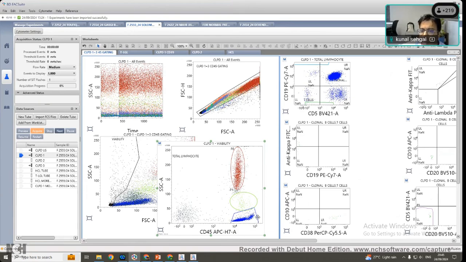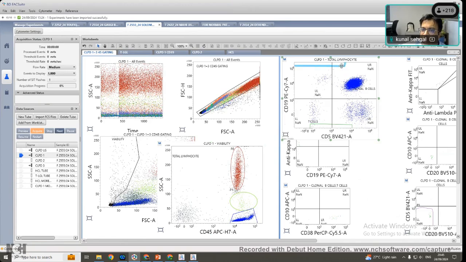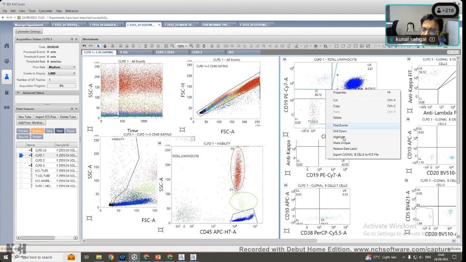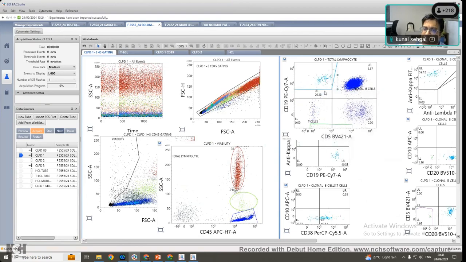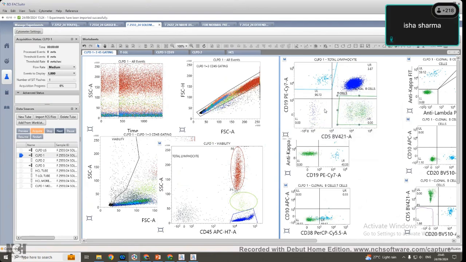So I'll get these lymphocytes, study them, and I want to study my normal lymphocytes. What are these lymphocytes in light blue color? What are they expressing, CD19 and CD5? Are they positive for 19 or negative for 19? Positive for 19. What about CD5 expression in the blue colored ones?